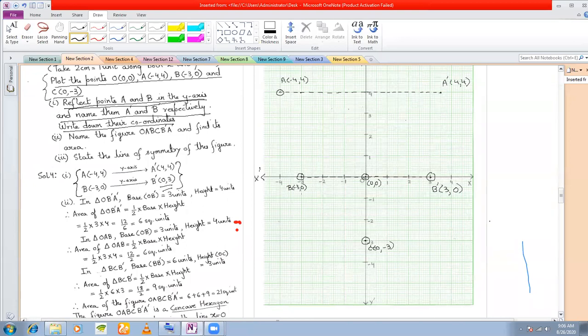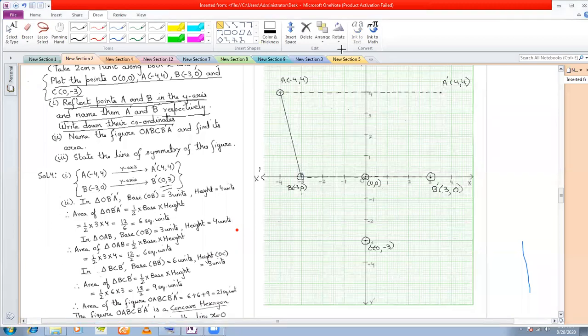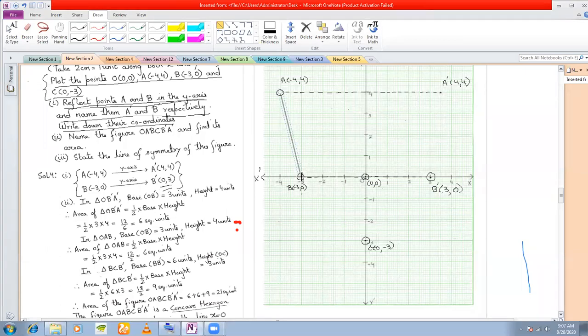Name the figure OABC B dashed A dashed. This is the figure that is formed by all these points. Let us join the points and see. Okay, we join all the points. Join this point with the help of a scale. Join this. Next again, we join this.